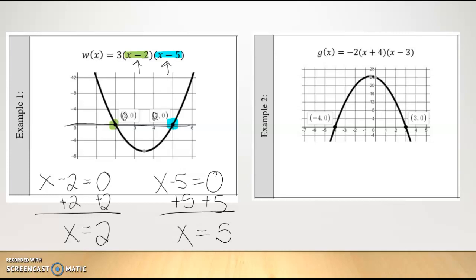So if I look at this second graph, I see x plus 4 and x minus 3. If I think about the opposite of x plus 4, that would give me an x-intercept at -4, or -4, 0, which we can see right here. Same thing with x minus 3. The opposite of a minus 3 is a positive 3, which would give me an x-intercept of 3, 0, which we see here.